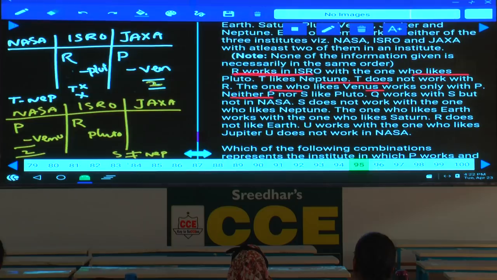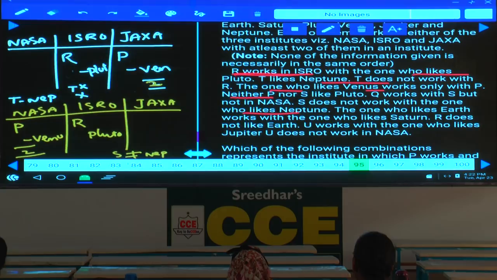The one who likes Earth works with the one who likes Saturn. Earth and Saturn must be together. Next one, R does not like Earth, and U works with the one who likes Jupiter. U works with the one who likes Jupiter. U does not work in NASA.